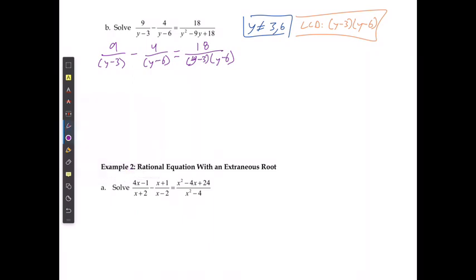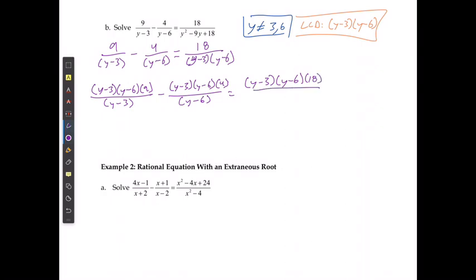So I'm going to say that I have y minus 3, y minus 6 times 9 over y minus 3, minus y minus 3, y minus 6 times 4 over y minus 6, is equal to y minus 3, y minus 6 times 18 over y minus 3, y minus 6.